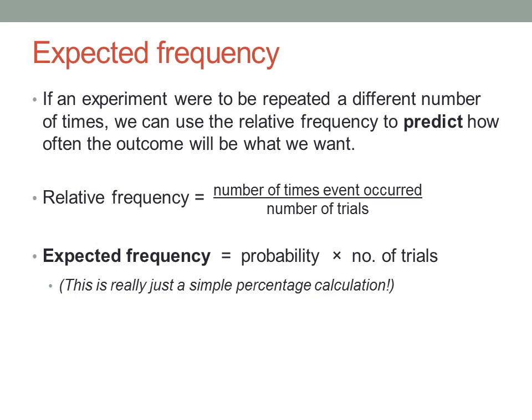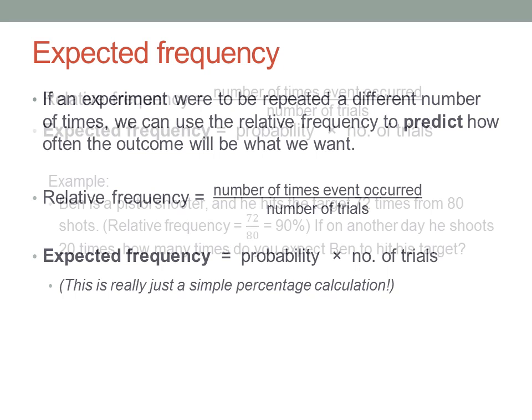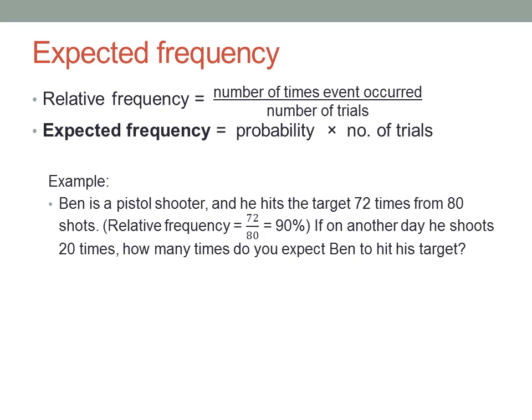You can use the relative frequency to predict the number of times a particular event will occur for a different number of trials. This is called the expected frequency. You just use the probability as a proportion of the new number of trials. Notice that this is really just a simple percentage calculation. The probability is the percentage of the time that you expect this particular outcome to occur. Let me show you. Let's go back to our first example.